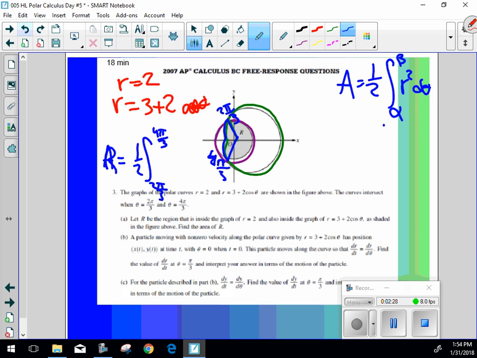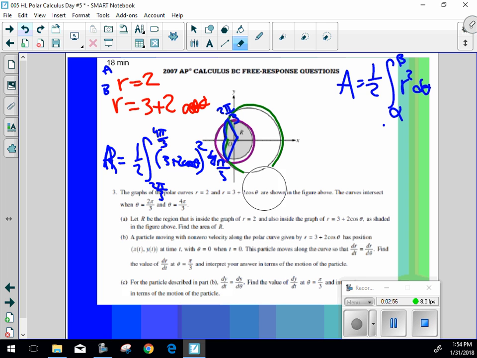And which graph are we looking at? The green one or the purple one? Or both? We're just going from the green one to the center, right? So we just do formula A or formula B? B. So you just go 3 plus 2 cosine theta, quantity squared. Easy. d theta. And then we're going to add the rest.